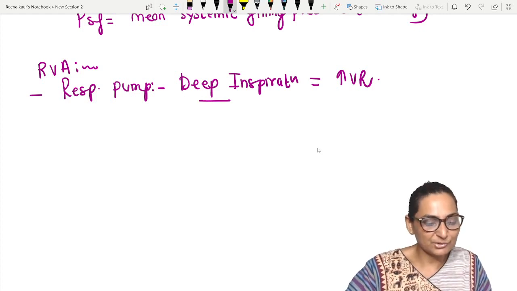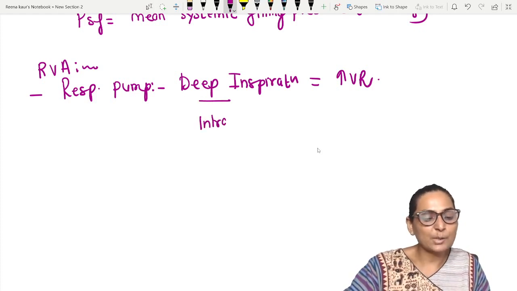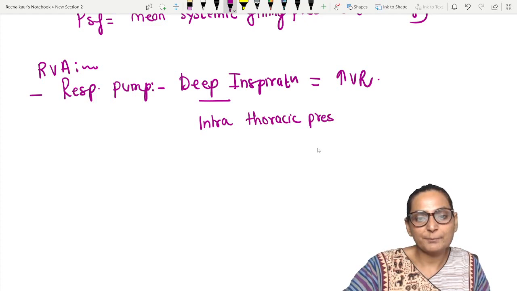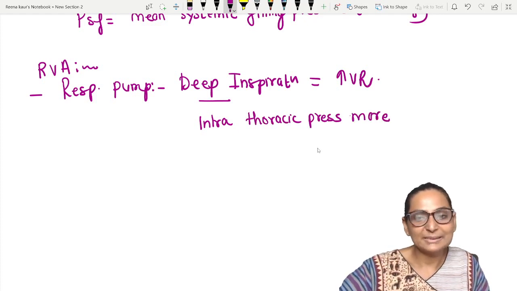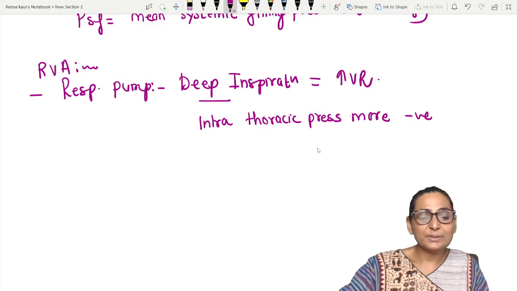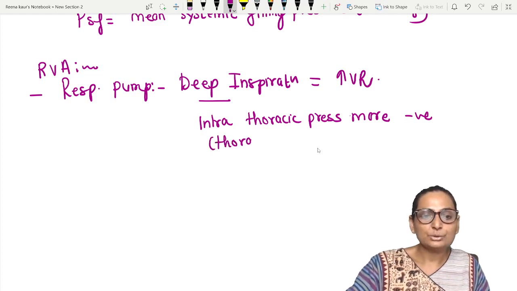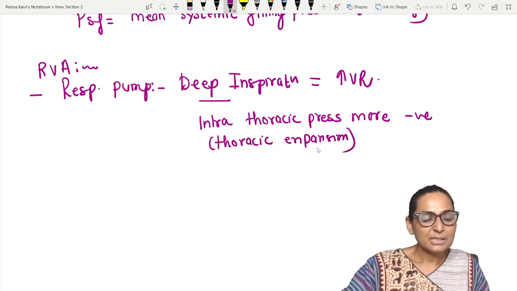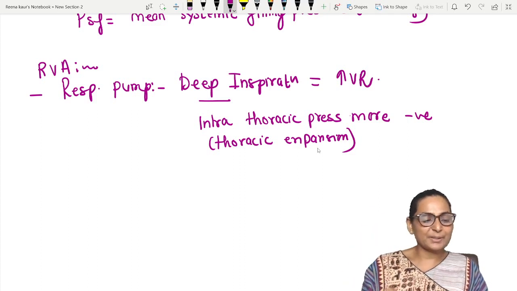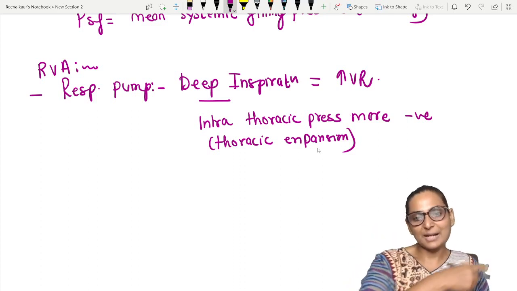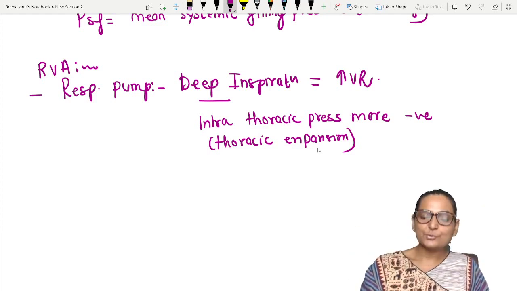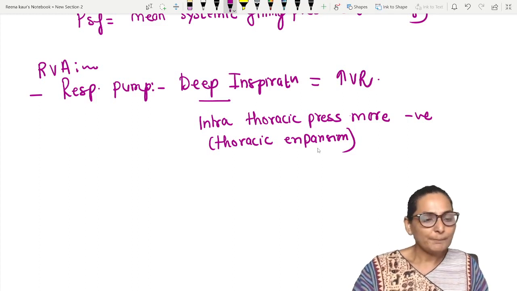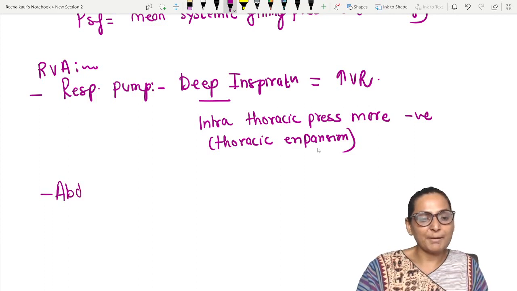Because with deep inspiration the intrathoracic pressure becomes more negative. The intrathoracic pressure becomes more negative, right? Because with deep inspiration what happens is a thoracic expansion, right? And the central venous pressure falls. So with deep inspiration the blood is withdrawn more towards the heart due to expansion, and the intrathoracic pressure becomes more negative. Now, what is this abdominal pump?